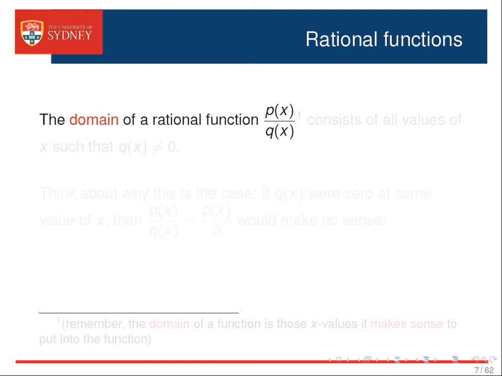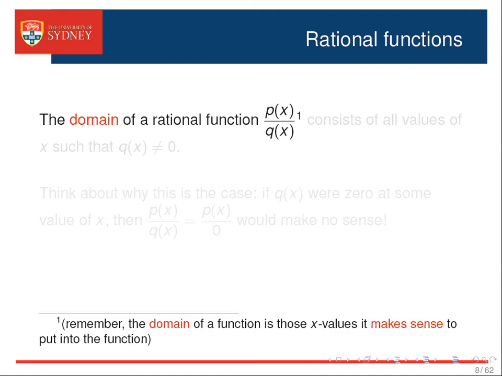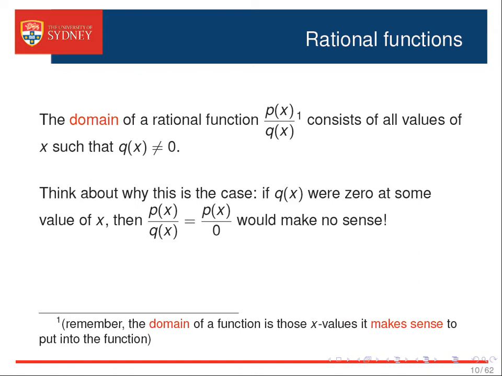The domain of a rational function, that is, all of the x values that it makes sense to put into our function, is precisely the collection of all x values which do not give 0 when we evaluate q at them. Indeed, if we did find an x with q of x is 0, then we would be dividing by 0 when evaluating the rational function at x, and dividing by 0 is bad.